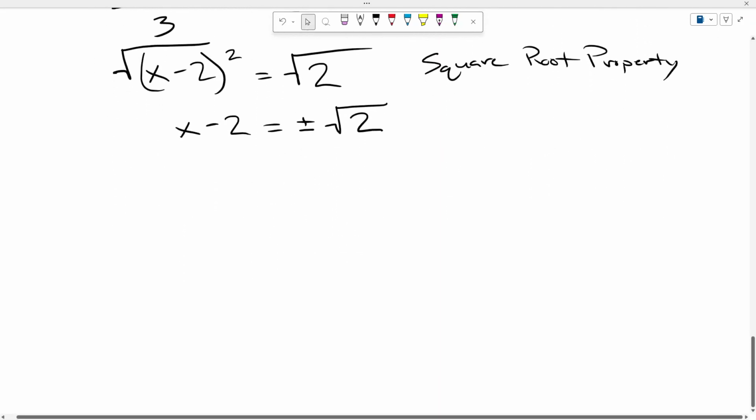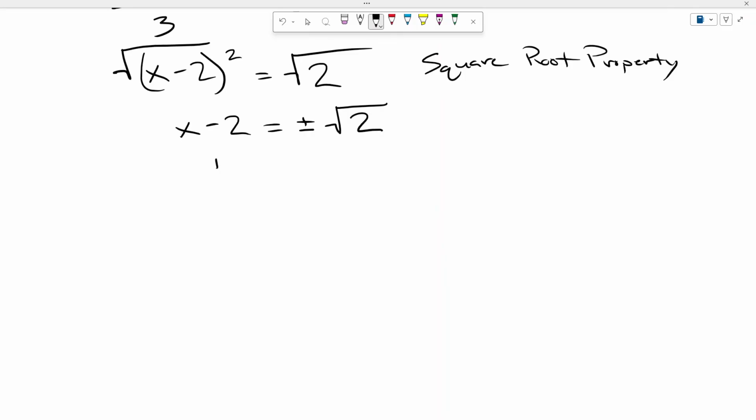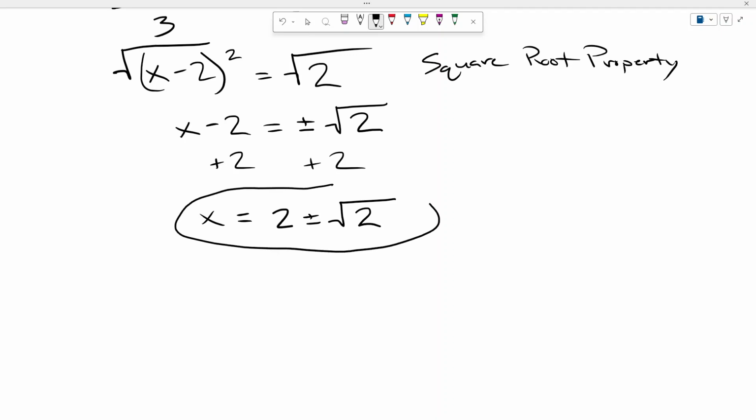And then if we add the 2, we get x equals plus or minus the square root of... is our answer.